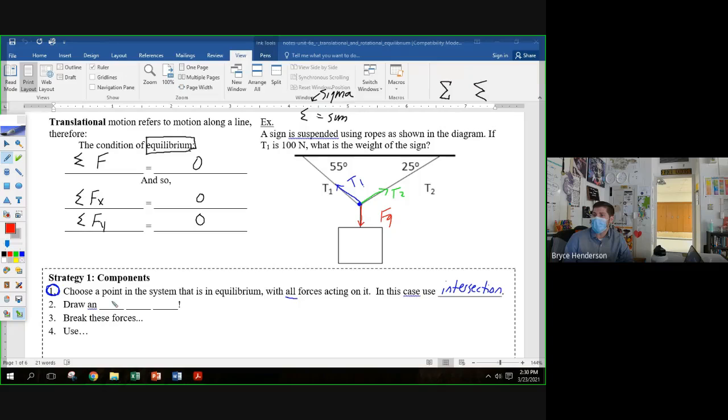Now, step 2, it says draw a. What did we just draw? Free body diagram. FBD, free body diagram. Then step 3, this is where things get interesting. We got to break the forces into the components. Absolutely, into the X and Y components.